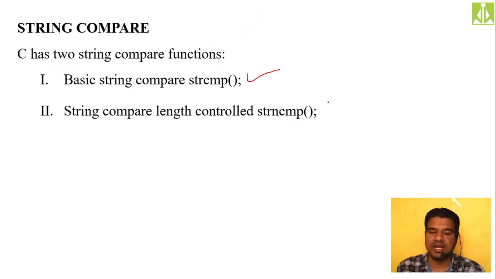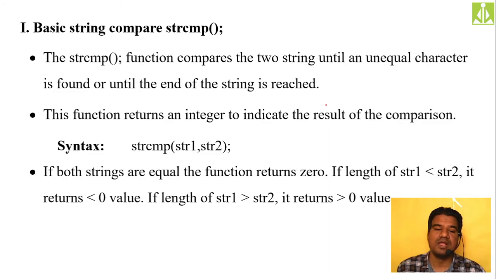String comparison is again of two types: basic string comparison and string comparison length controlled. Remember these functions are very important. Basic string comparison, the strcmp function. What it will do is compare the two strings until an unequal character is found or until the end of the string is reached.